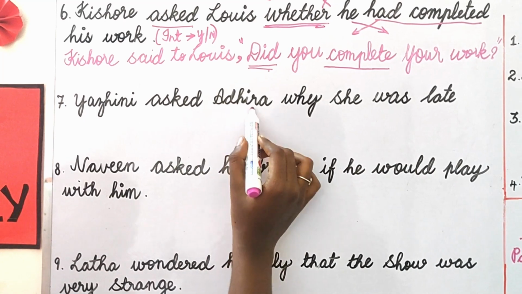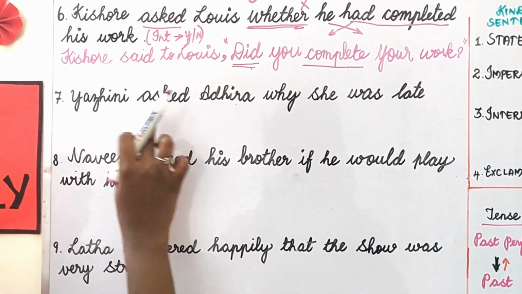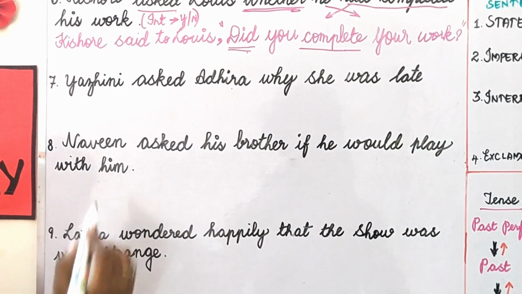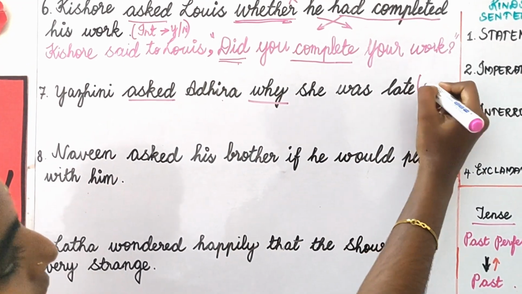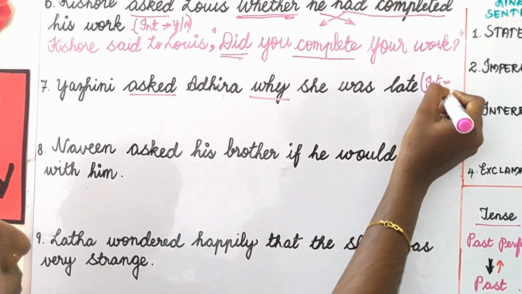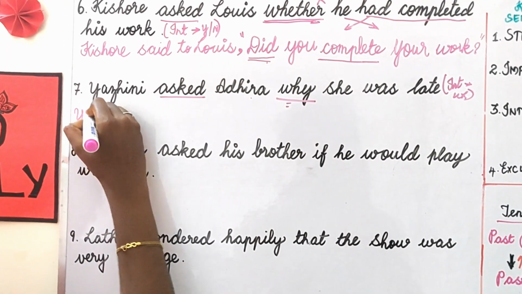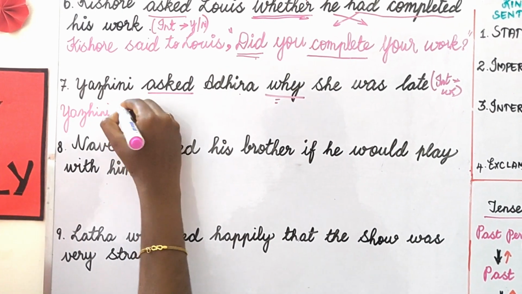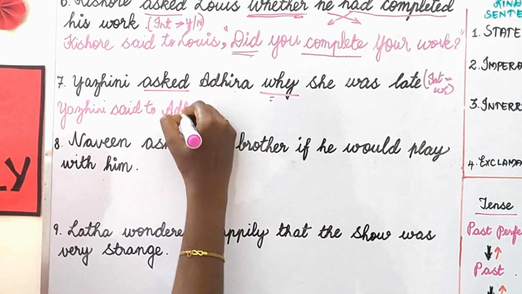Coming to the next sentence. Yalini asked Adira why she was late. So with asked and why, we identified that it is interrogative sentence. And what's the type? WH type. How? Why? Okay. So let us change. So instead of asked, what we will be using? Yalini said to. Object is there. So Yalini said to Adira.